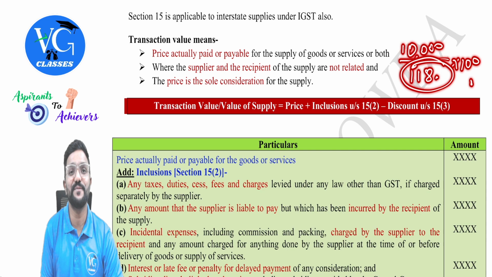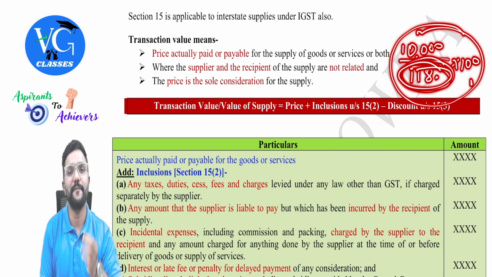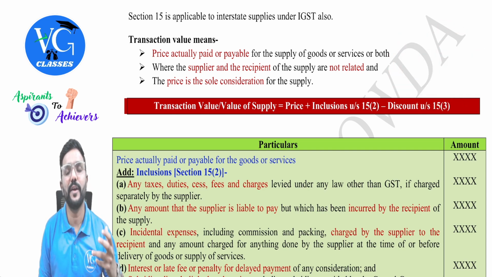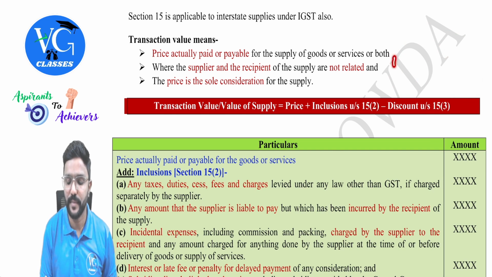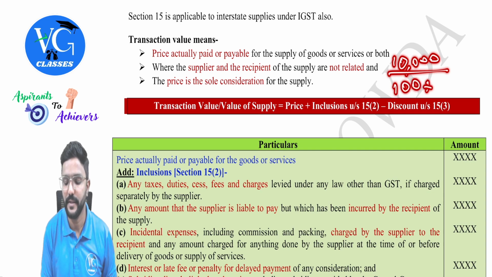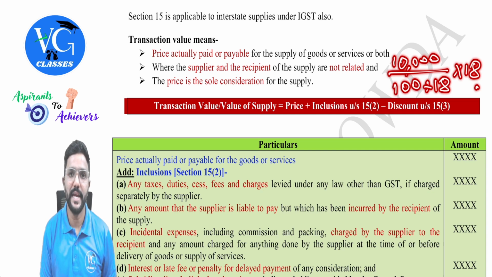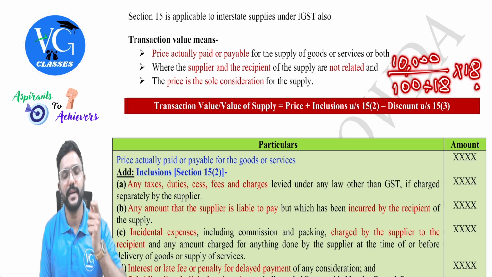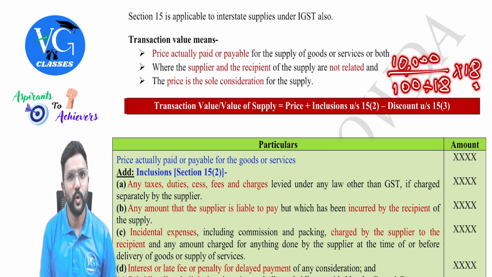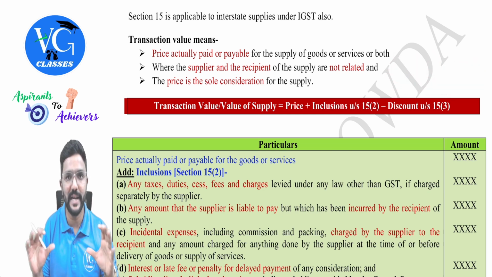Sir, what if the GST rate is 5%? Then this will be 105. Sir, what if the GST rate is 40%? Then this would be 140. Got it? So if you do this, you will get the value component. Sir, what if I want to calculate the GST component? Then simple, 10,000 divided by 118 (100 plus GST) into 18, guys. You will get the GST component on interest. Hope you understood. But when you are calculating the value, we require the value component. So do it like this.